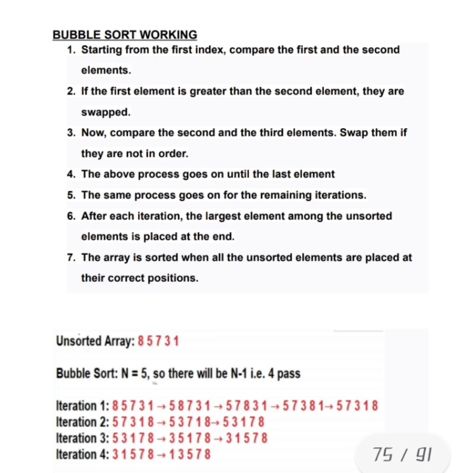In the first iteration, the given numbers are 8 5 7 3 1. Starting from the first index, we compare the first and second elements, that is 8 and 5. If the first element is greater than the second element, we have to swap them. So 8 is greater than 5, so we swap: 5, 8. Then we compare the second and third elements, 8 and 7. 8 is greater than 7, so we swap. So 5, 7, 8, 3, 1.